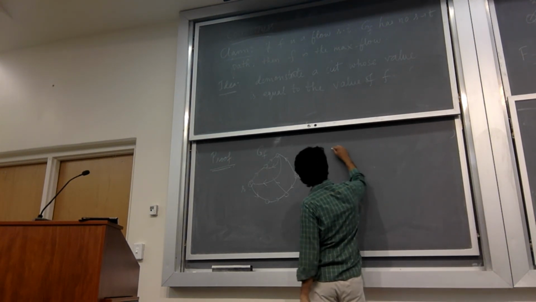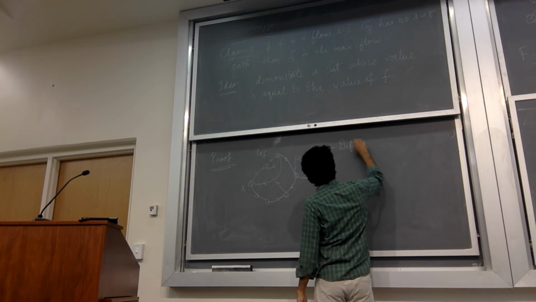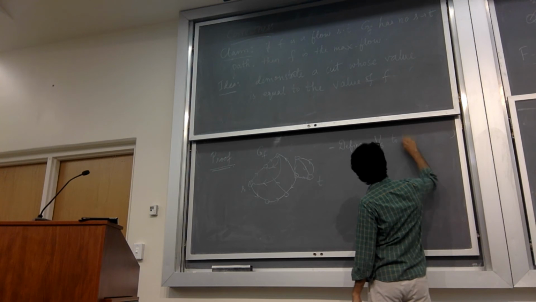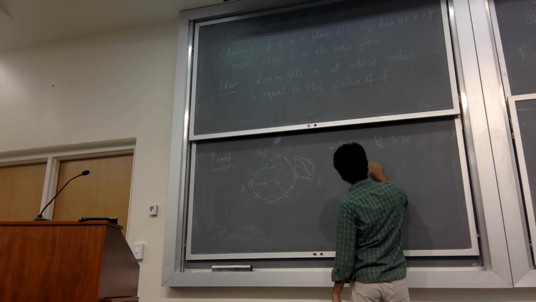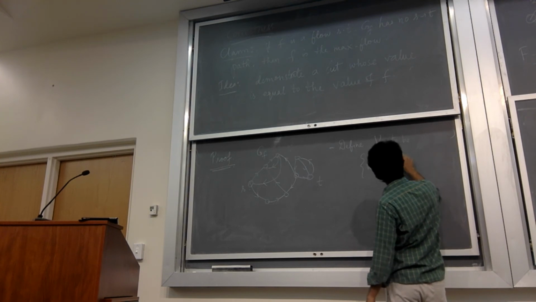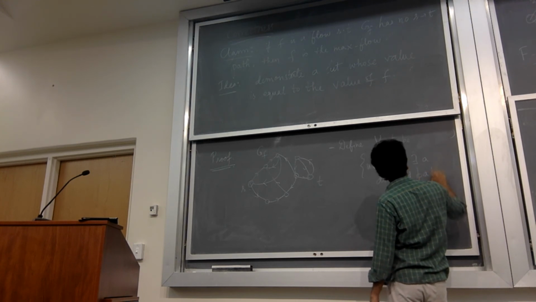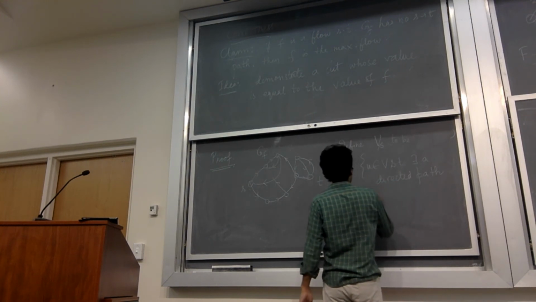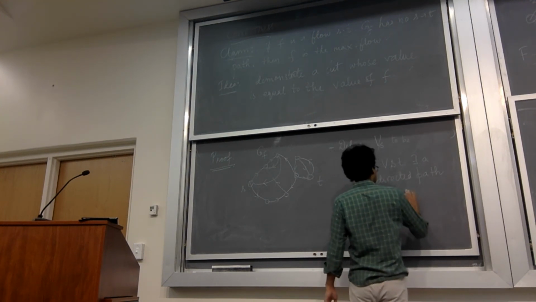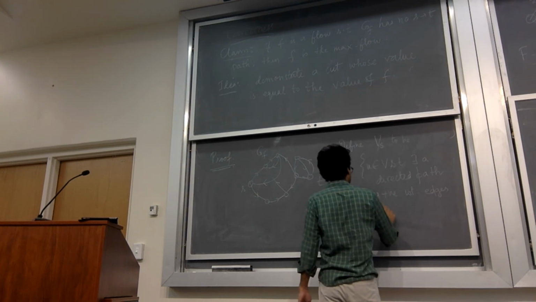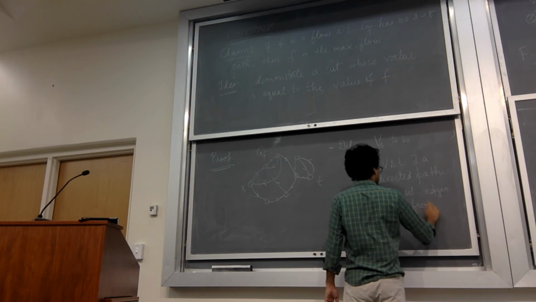Now, let's define V sub S to be the set of all u in the vertex set such that there exists a directed path, and by this I mean a path that only uses positive edge weights, using positive weight edges, that goes from S to u.